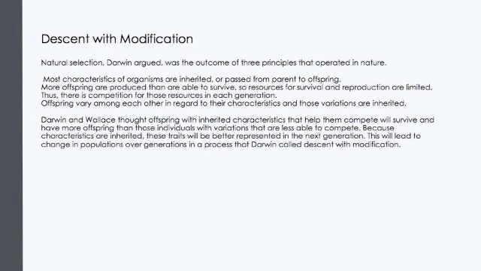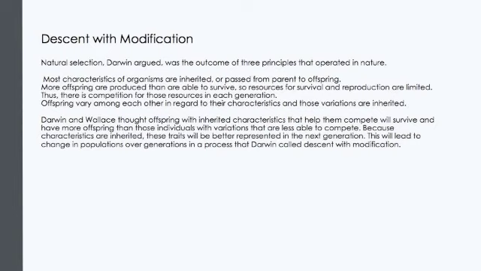One was that most characteristics of organisms are inherited or passed down from parent to offspring. Secondly, more offspring are produced than are able to survive, so resources for survival and reproduction are limited. Thus, there is a competition for those resources in each generation. Thirdly, offspring vary among each other in regard to their characteristics, and those variations are inherited.